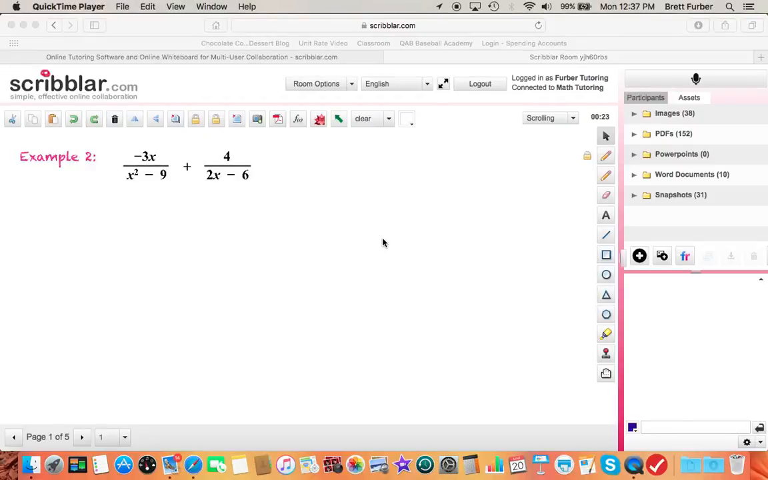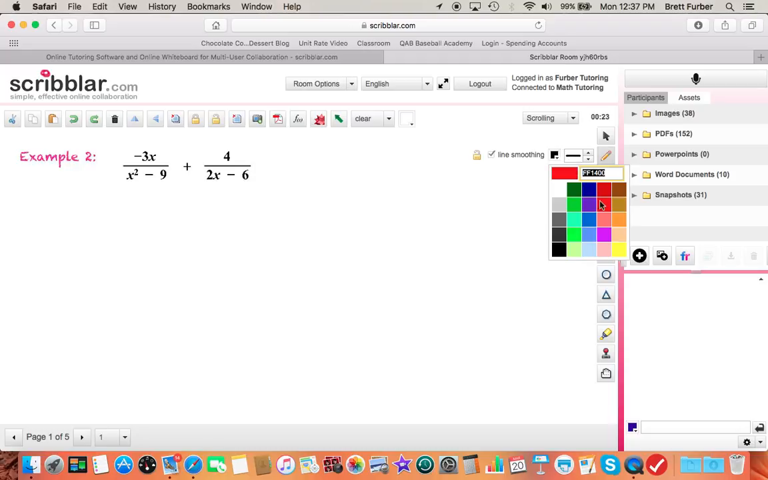Okay, so we're going to finish going over some of the examples that we did not finish in our notes. So this first one here is example 2 on page 109 of the adding rationals. Okay, so remember when we add rationals, the first thing we always have to do is factors. We're going to do that first.